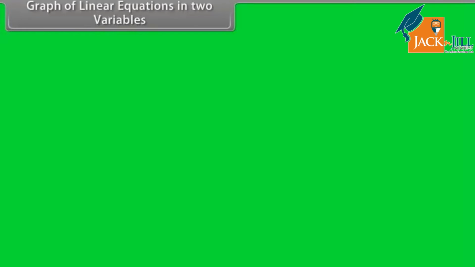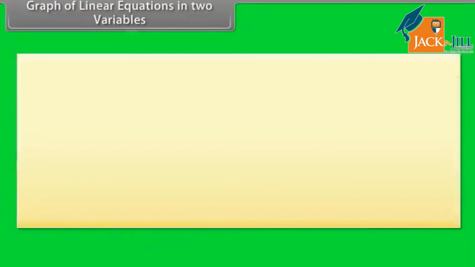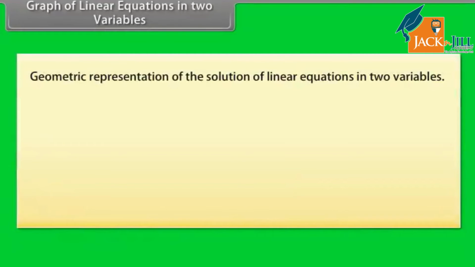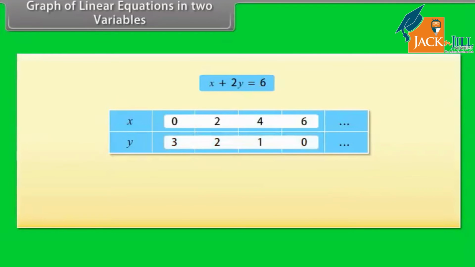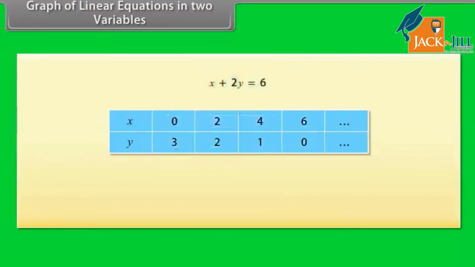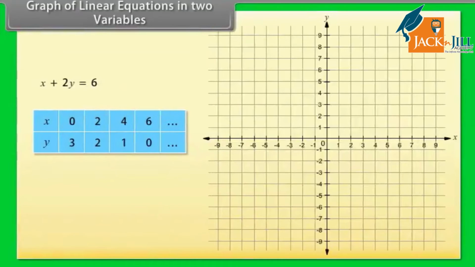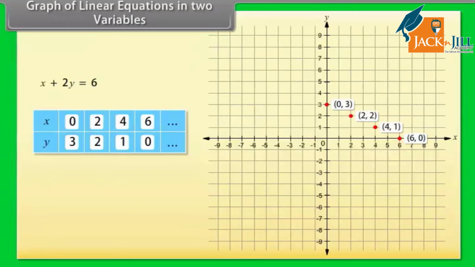Graph of linear equations in two variables. Now let us look at the geometric representation of the solution of linear equations in two variables. Look at this table. The solutions of this given equation are expressed in the form of this table. These are the values of x and these are the values of y. Let us now plot these points on a graph paper. Let's first take x as 0 and y as 3. This is the point we have obtained. Similarly, mark other points on the graph using these values.